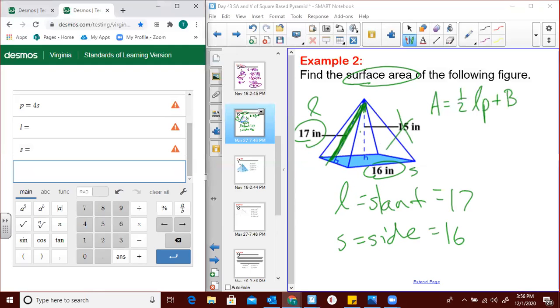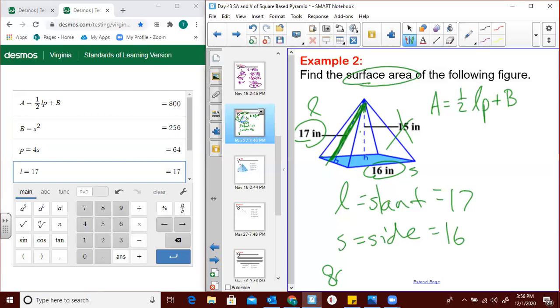So all we do is we come over here, type in a 16 for our S, 17 for our slant, and you'll see that we get 800 inches squared. All right, now if you want to do this by hand, I'll show you real quick.